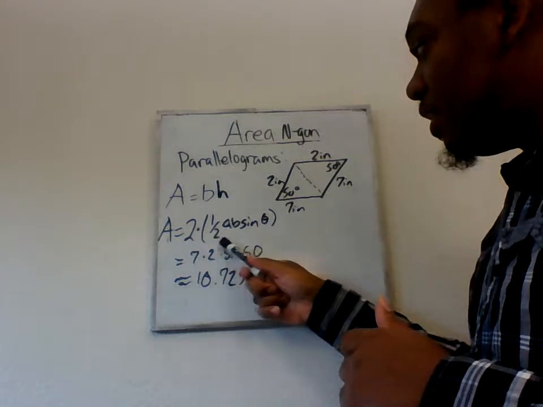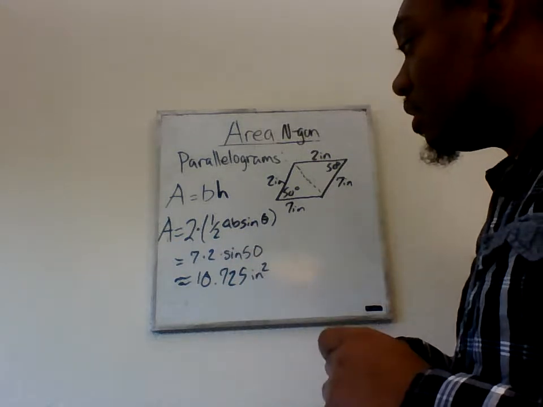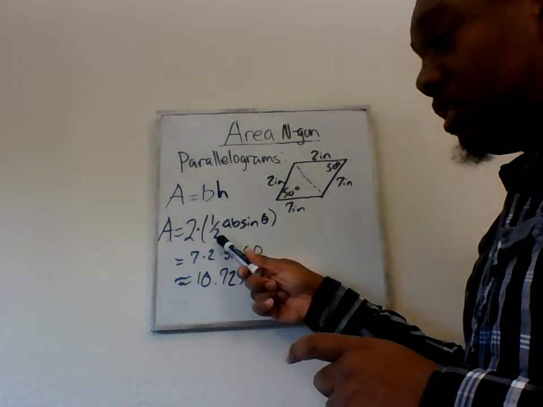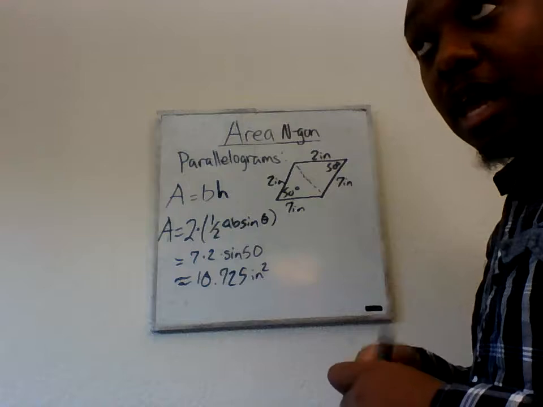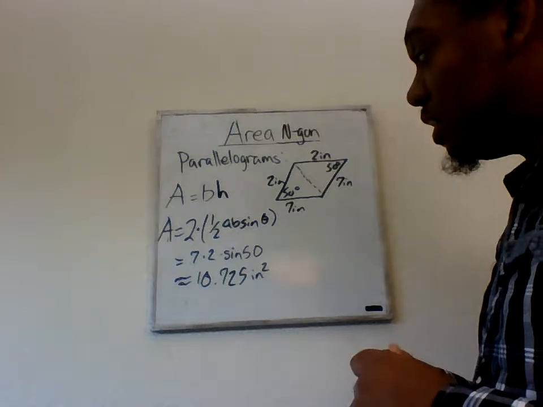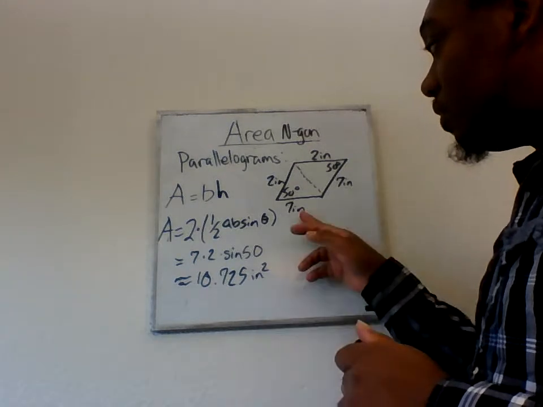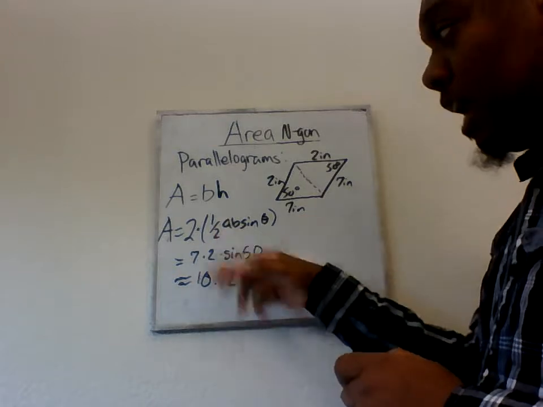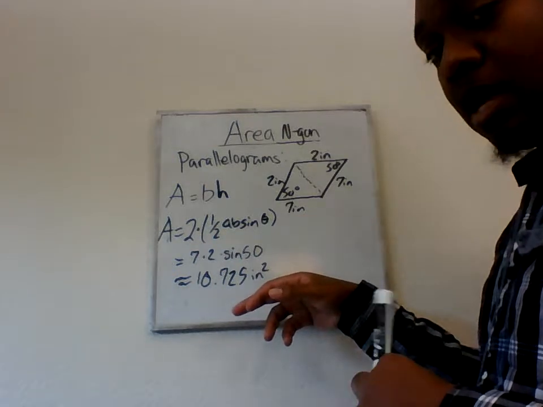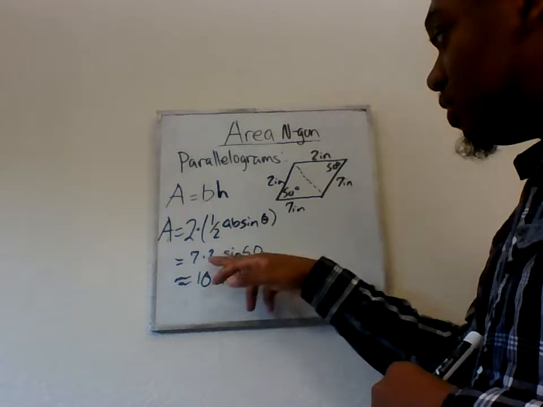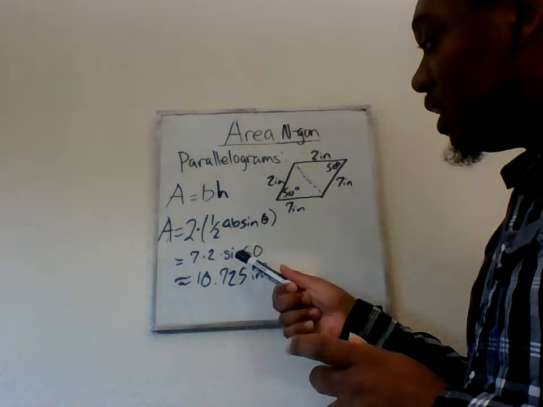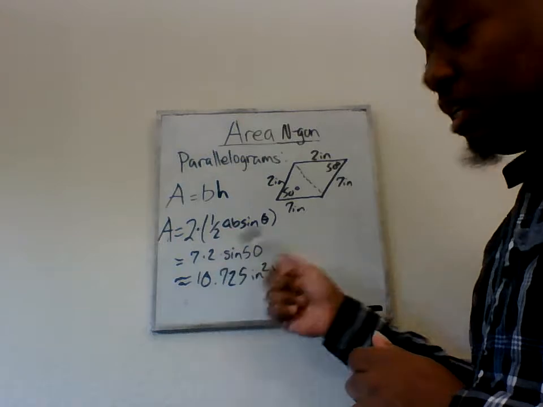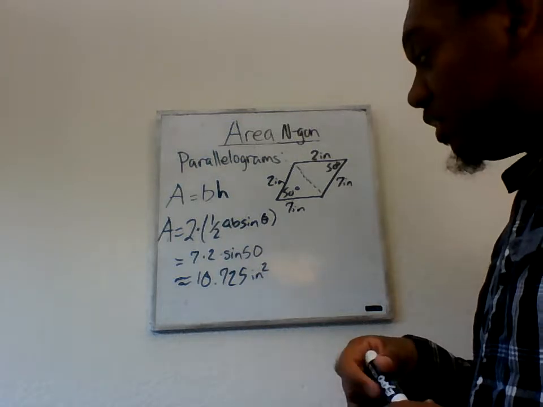So 2 times the area of just one of the triangles, which in this case is going to be 1/2 the product of the two sides, times sine of the angle between them, because that's what's given to us. We were then able to substitute our values in here. The 2 and the 1/2 would cancel each other out. They would multiply to 1. We get 7 times 2, and then we get sine of the angle, 50 degrees. And then, 7 times 2 is 14, and we get sine of the angle, 50 degrees.